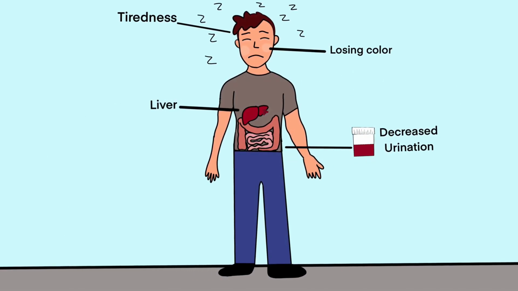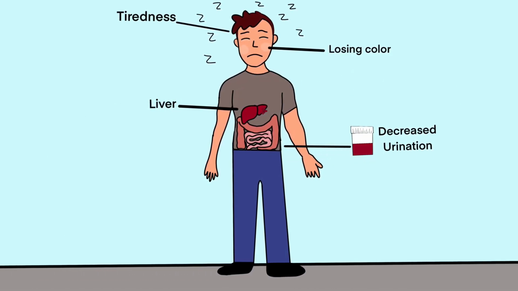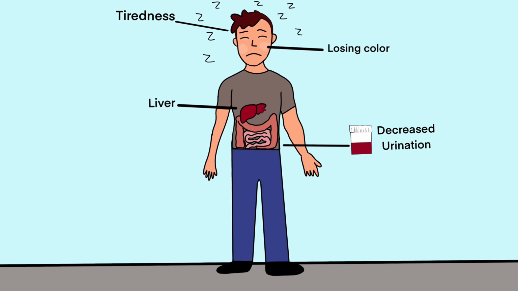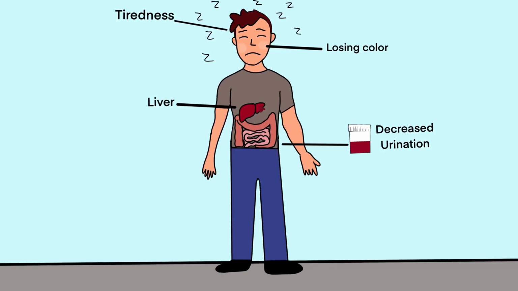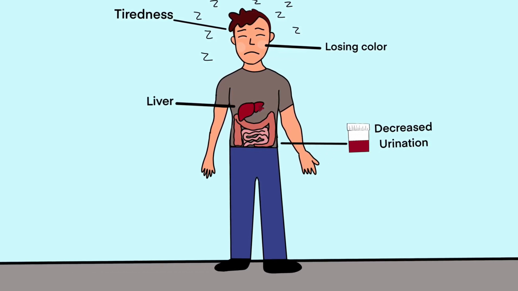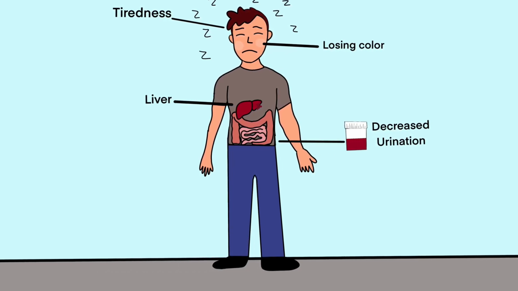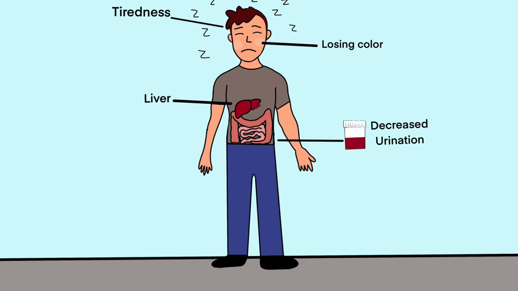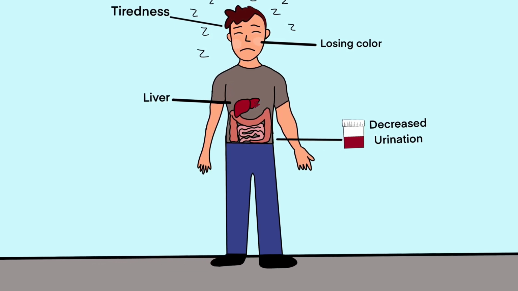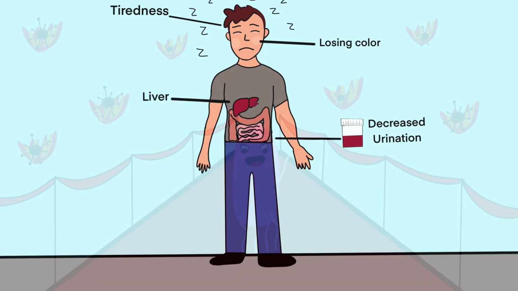HUS develops when the E. coli toxin destroys the body's red blood cells, and these damaged red blood cells in turn block the kidney's filtering system, leading to kidney failure. Signs and symptoms that someone may be developing HUS include decreased frequency of urination, tiredness, and losing of color in cheeks and inside the lower eyelids.